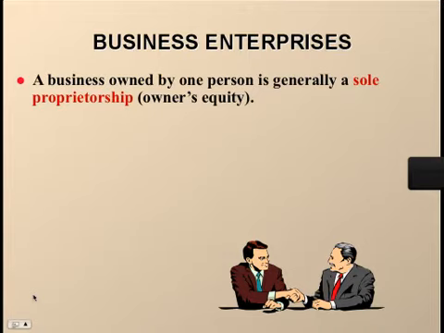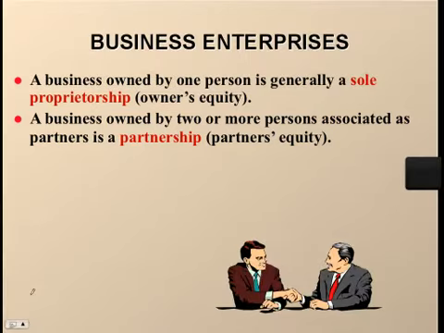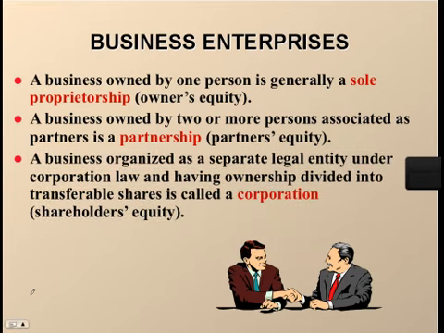Business enterprises. As you know, different companies are owned differently. A business owned by one person is generally a sole proprietorship. That means one owner, and there's an owner's equity account to go with that. A business owned by two or more people associated as partners is called a partnership. With this type of business, they do not have an owner's equity account, but they have partner's equity. Each partner has an equity or capital account, and they each have a drawings account. And you can have several different partners in this type of company.